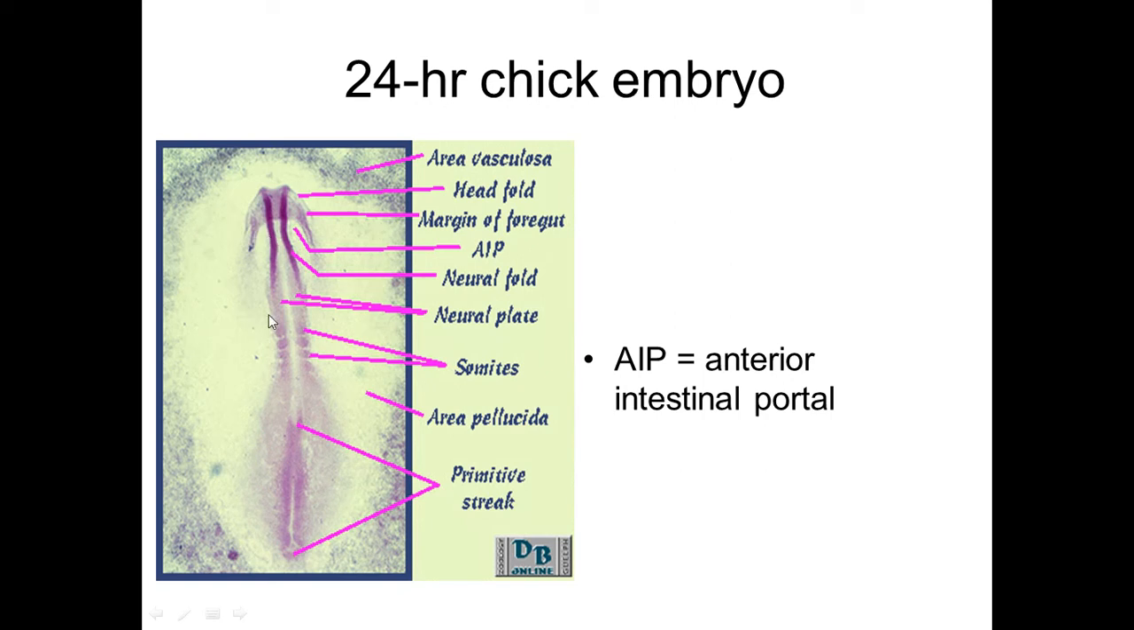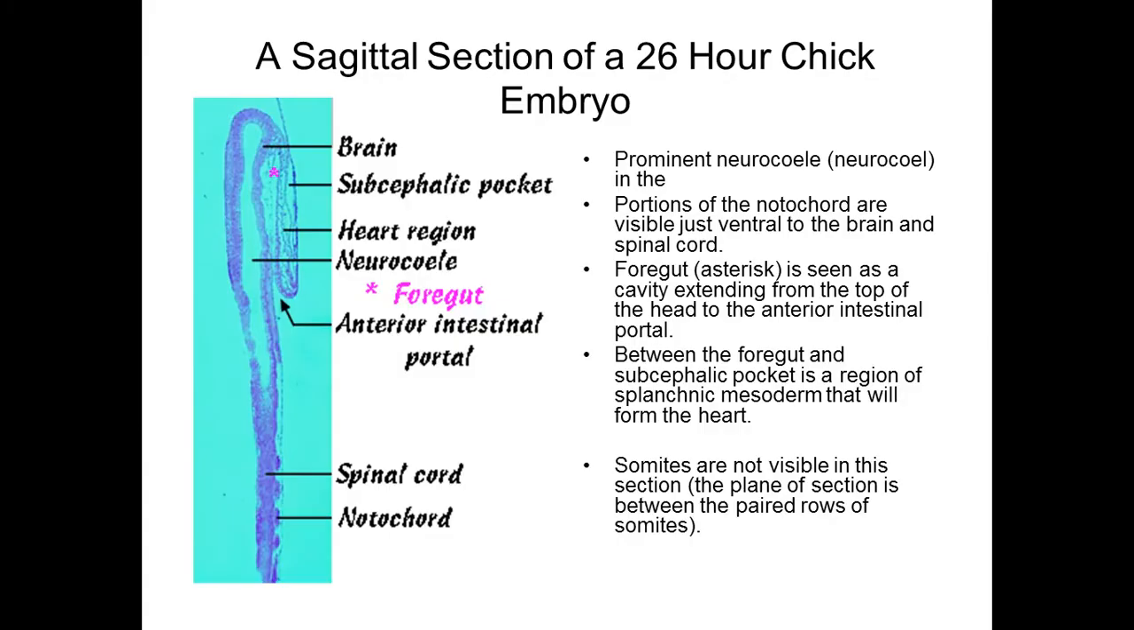Alright, take note that the primitive streak is growing smaller as the incubation period of the growing embryo increases, or as we take a look at older chicken embryos. Now, if we cut a 26-hour chicken embryo, you'll be able to appreciate the development of important structures like the central nervous system.